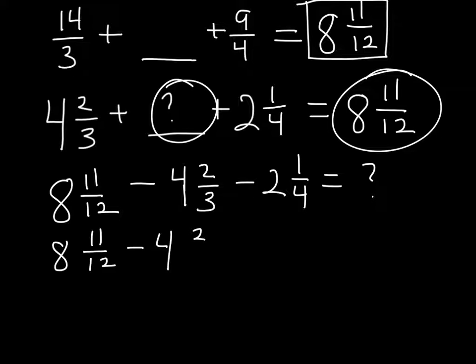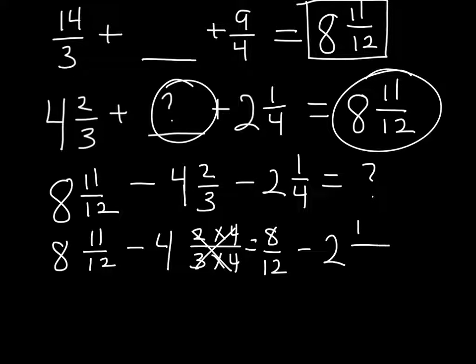And of course 2/3 times, I'm going to multiply by 4/4. And that is going to equal 8/12. So this is 4 8/12 minus 2 1/4, which will be multiplied by 3/3. And that's going to be 3/12. So I'm changing that into 2 3/12. And it equals our unknown portion.